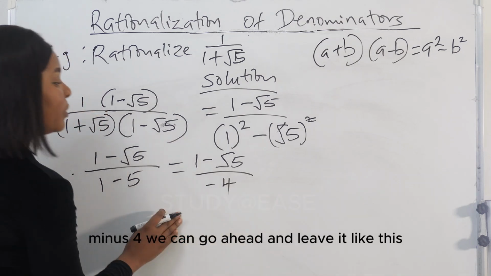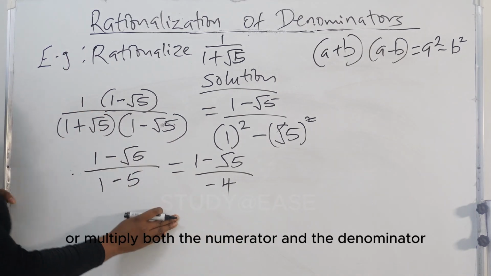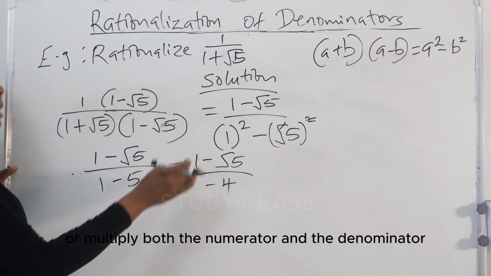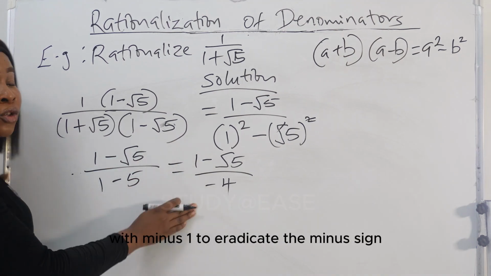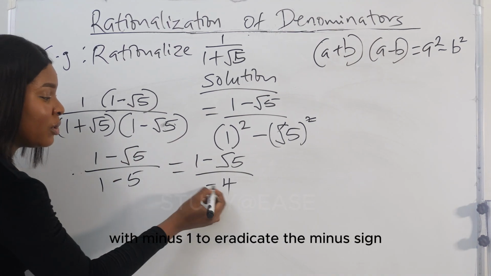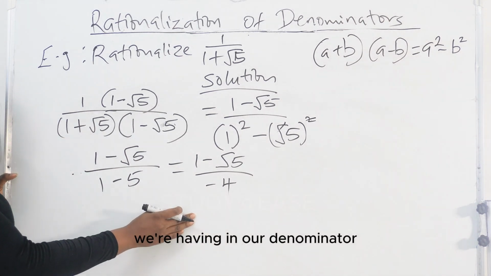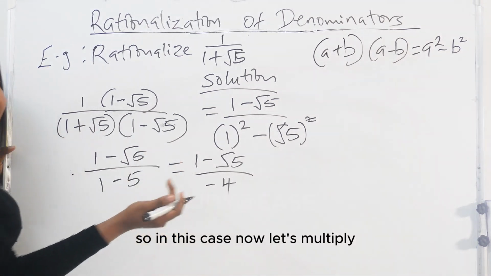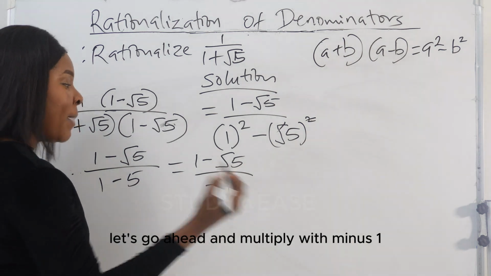Which is what? Minus 4. We can go ahead and leave it like this, or multiply both the numerator and the denominator with minus 1 to eradicate the minus sign we are having in our denominator. So in this case now, let's go ahead and multiply with minus 1.